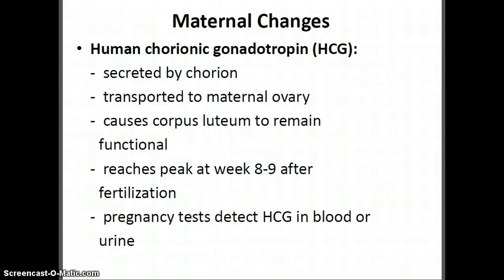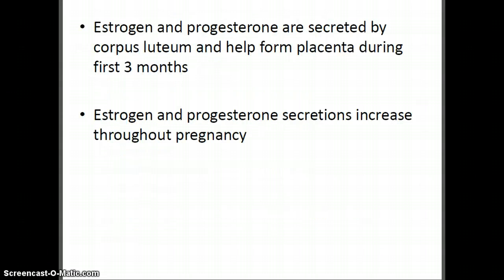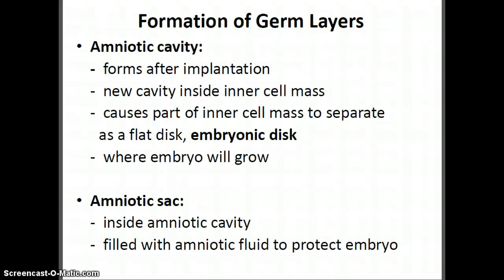Maternal changes. There's a hormone called HCG, which causes the corpus luteum to remain, and pregnancy tests detect the increased HCG in the urine. Estrogen and progesterone are also secreted by the corpus luteum and help form the placenta during the first 3 months. They increase throughout pregnancy.